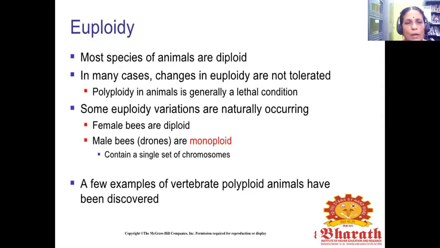Let's see about euploidy. Most species of animals are diploid. In many cases, changes in euploidy are not tolerated. Polyploidy in animals is generally a lethal condition.